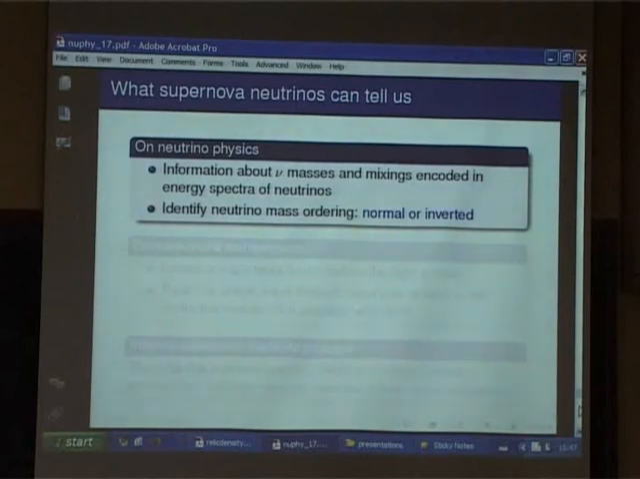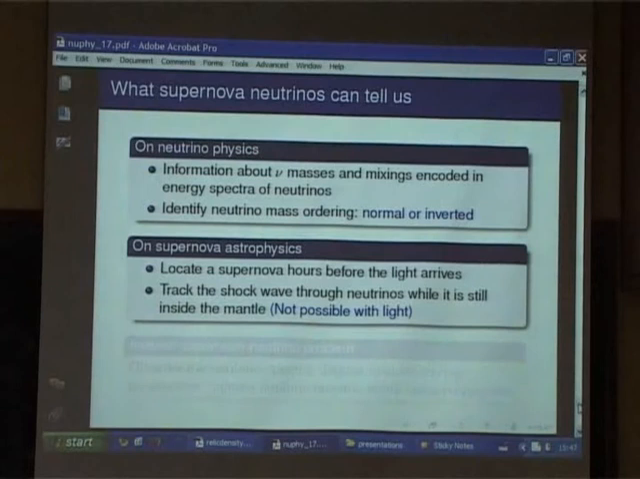So I'll just summarize what supernova neutrinos can tell us. Firstly, it can tell you about the neutrino mass hierarchy, because as we saw many times, there are many ways by which you can determine the mass hierarchy and theta 13. You can identify the mass hierarchy, normal or inverted, even at very small theta 13, even at 10 to the power minus 10. So this is what it can tell you about neutrino physics.